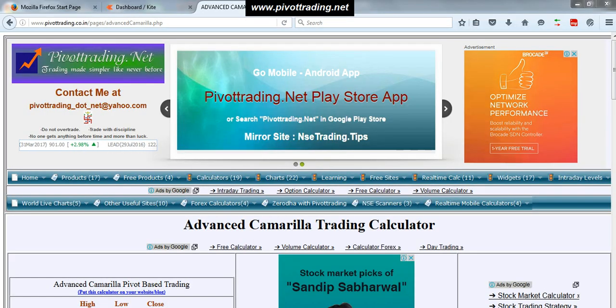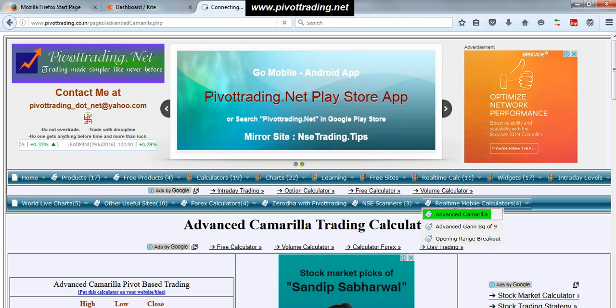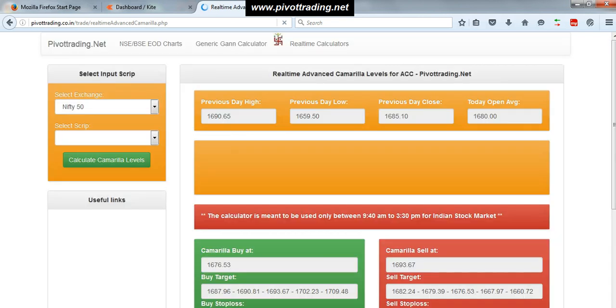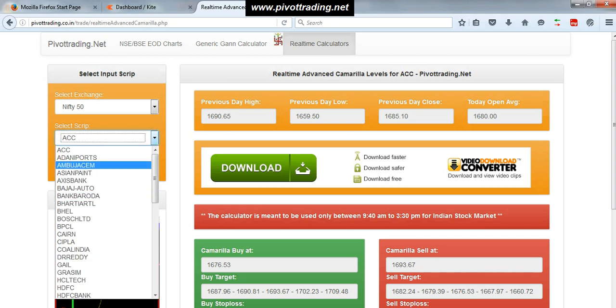You need to come to my website again. You see here, real-time mobile calculators, this particular menu. Within the real-time mobile calculators, you can go into the advanced Camarilla section. Once you enter the advanced Camarilla section, you will see something like this. Here you get the real-time Camarilla levels based on whatever is the LTP or whatever is the price, and then you get these levels. So you can select the scripts out of here.